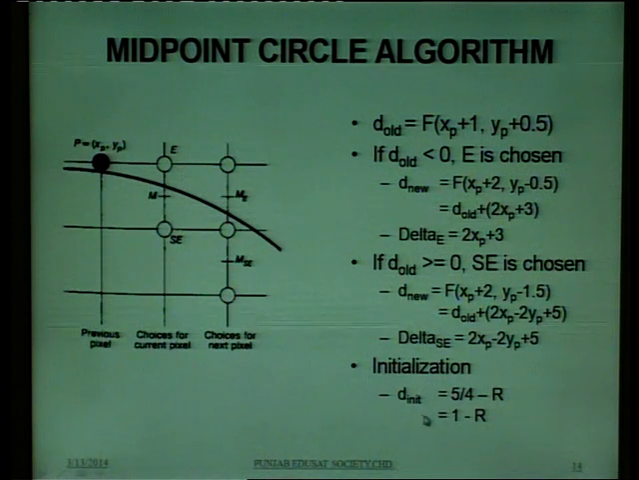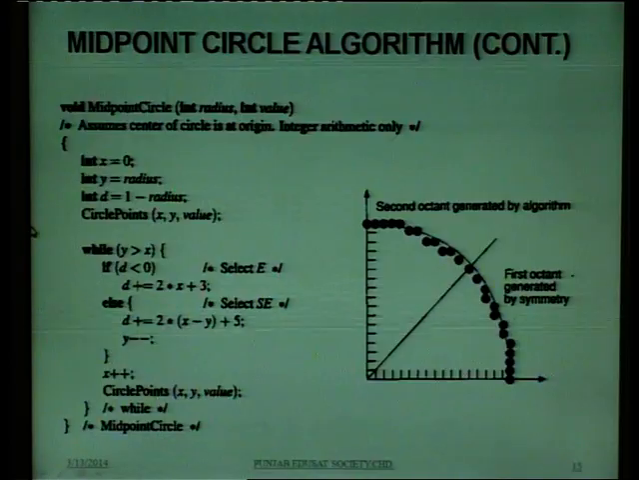So, initialization is to do d init is equal to 5 by 4 minus r, which is equal to 1 minus r. Further, this is the algorithm showing the midpoint circle drawing technique. Here you can see these are the x axis and y axis having some x coordinates and y coordinates. This is the first octant, this is the second octant. These two octants are ranging from 0 degree to 90 degree. The first octant is generated by the 8-way symmetry technique and the second octant is generated by this algorithm, which is the midpoint algorithm.